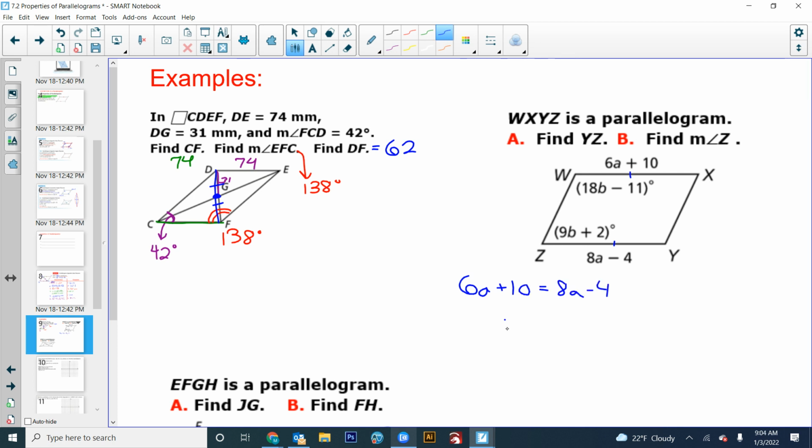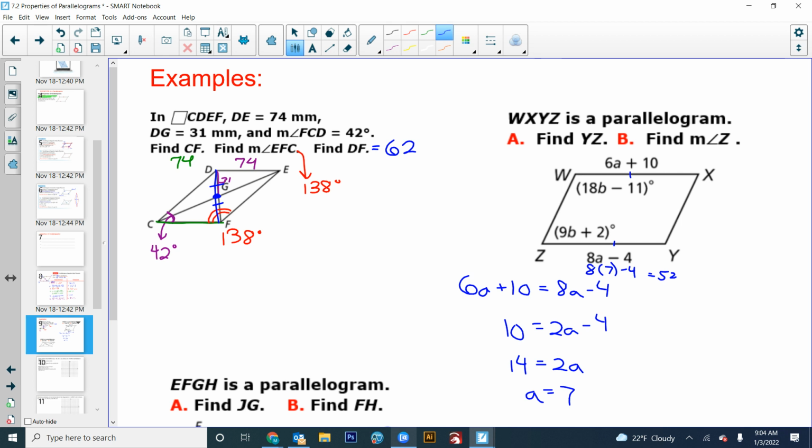Subtract 6a from both sides. Add 4. And a is 7. They didn't ask us for a. They asked us to find the measure of YZ. So we're going to plug it in. 8 times 7 minus 4. What do you get? You guys agree, 52? I agree.